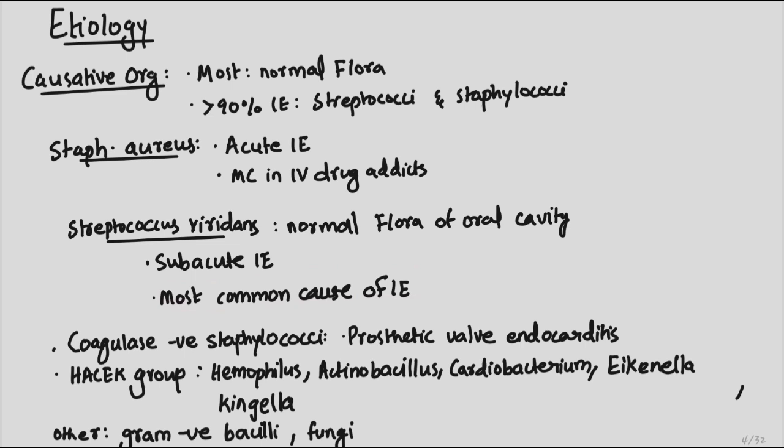Coagulase negative staphylococci, for example Staphylococcus epidermidis, can cause prosthetic valve endocarditis. Then there is a group of organisms like Haemophilus influenzae, Actinobacillus, Cardiobacterium, Eikenella, Kingella. These can also cause infective endocarditis, and also some other gram-negative bacilli and fungi can cause infective endocarditis.